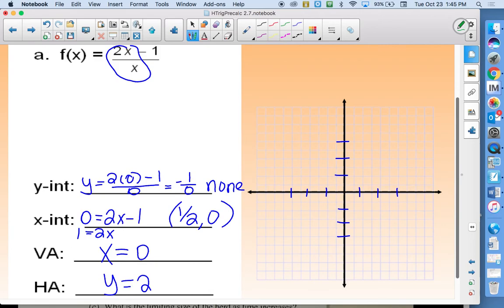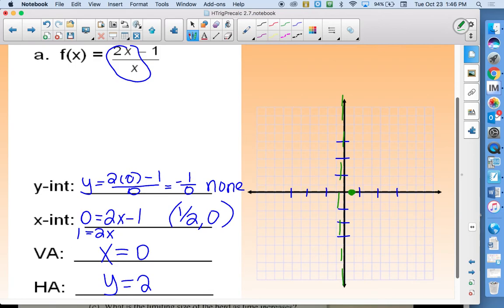So at 1/2, we have an x-intercept. That's the only point that we have. But we do have a vertical asymptote at 0. We draw vertical asymptotes as dashed lines. They're not actually part of the graph, but they're boundaries for our curves, and our curves skim along those. So we'll use them to help us create the graph.